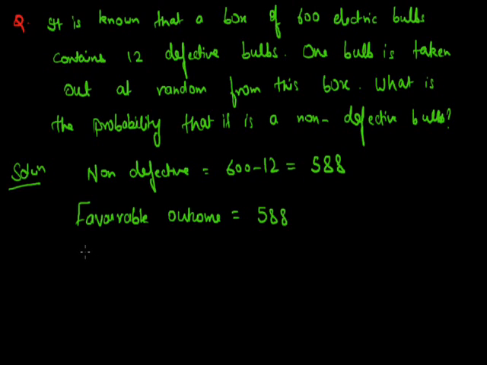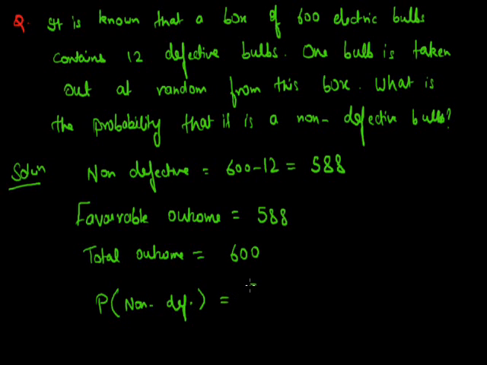And now our total outcome will be equal to 600. So probability of getting a non-defective bulb will be equal to favorable outcomes, that is 588, divided by total outcomes, that is 600. If we solve it, we'll get 0.98. So this will be our probability of getting a non-defective bulb from the box of 600 bulbs if in the box there are 12 defective bulbs. In this way we have to find out the probability.